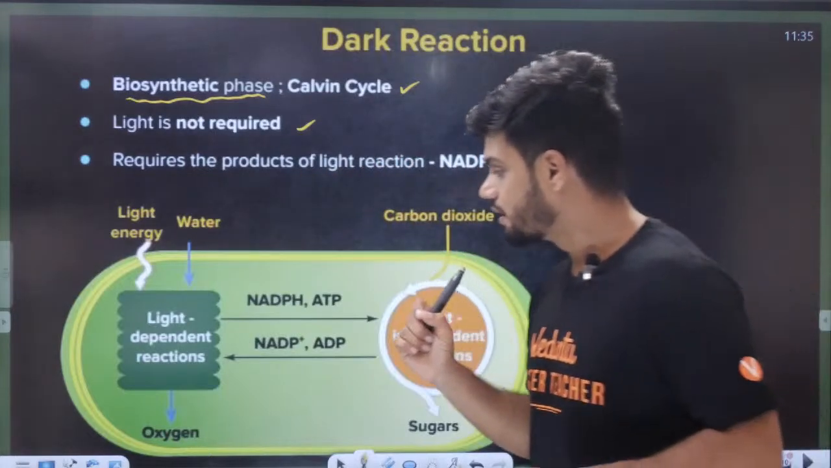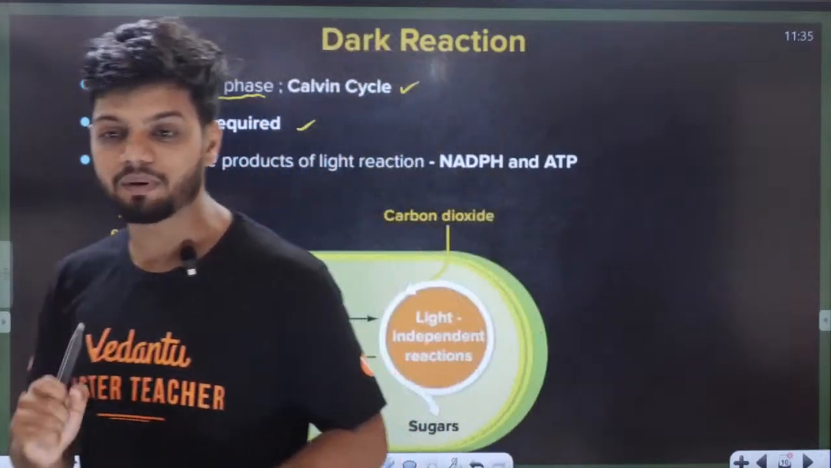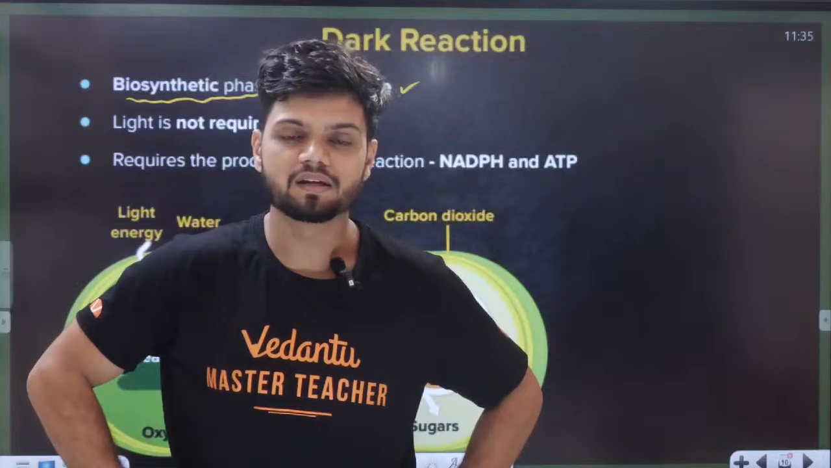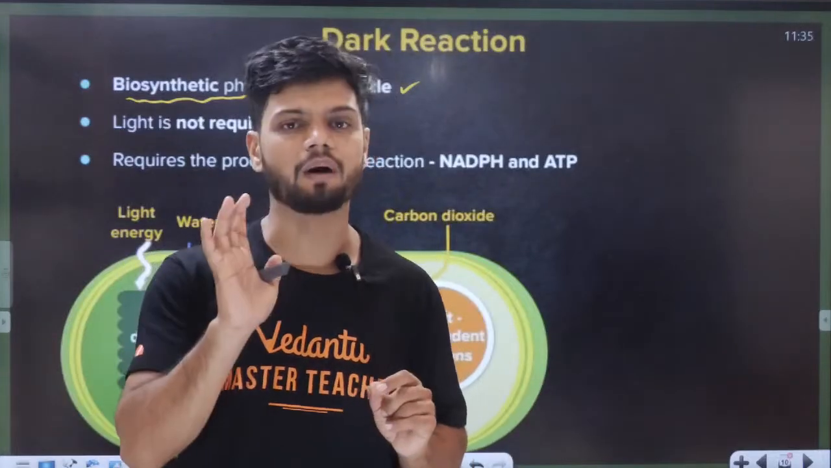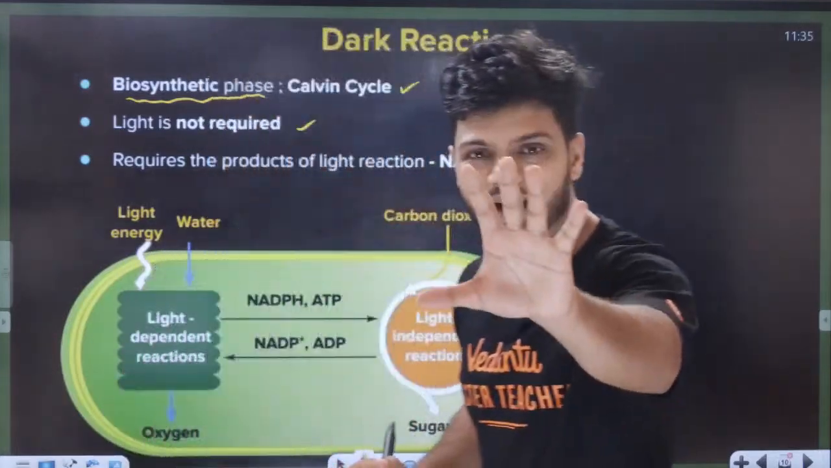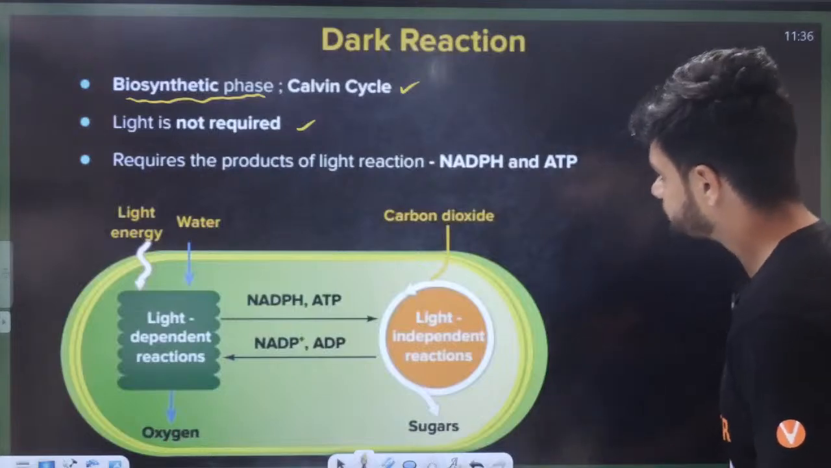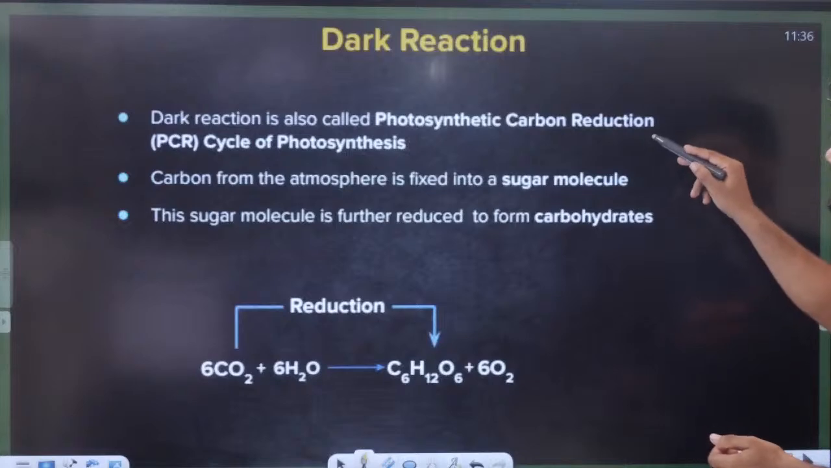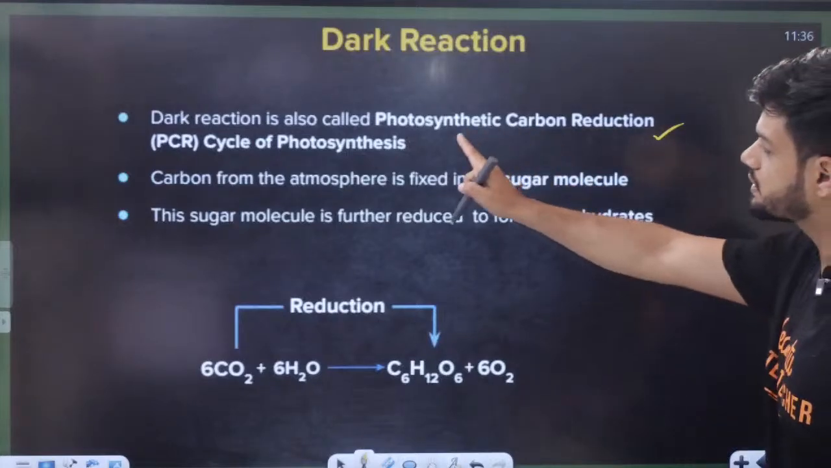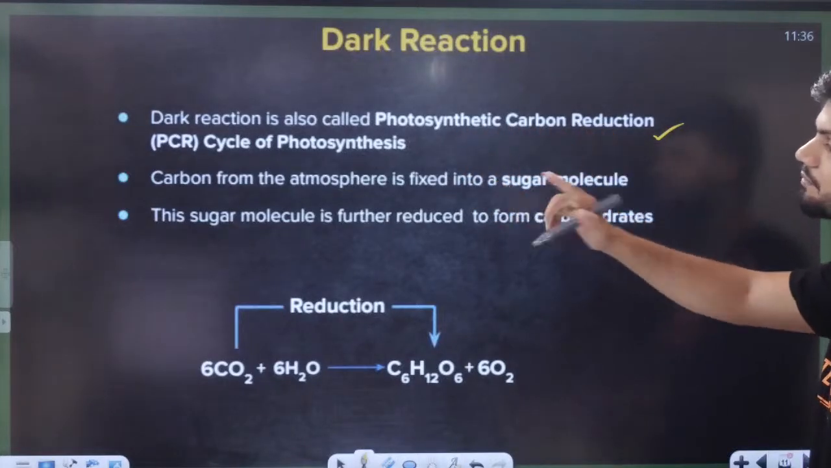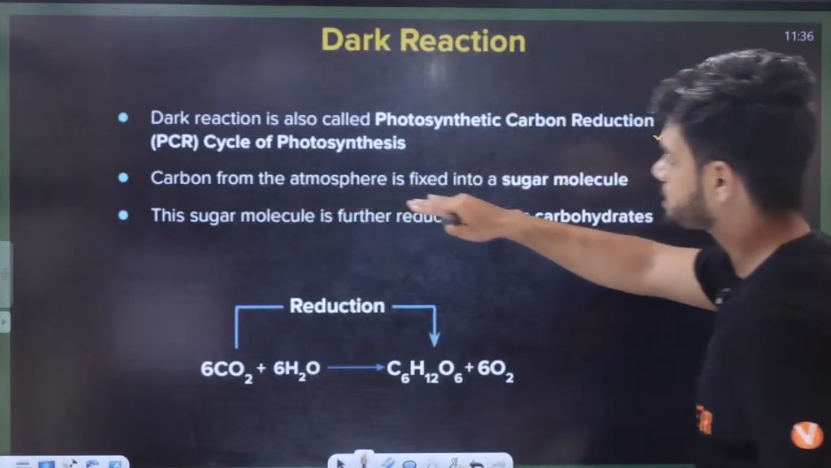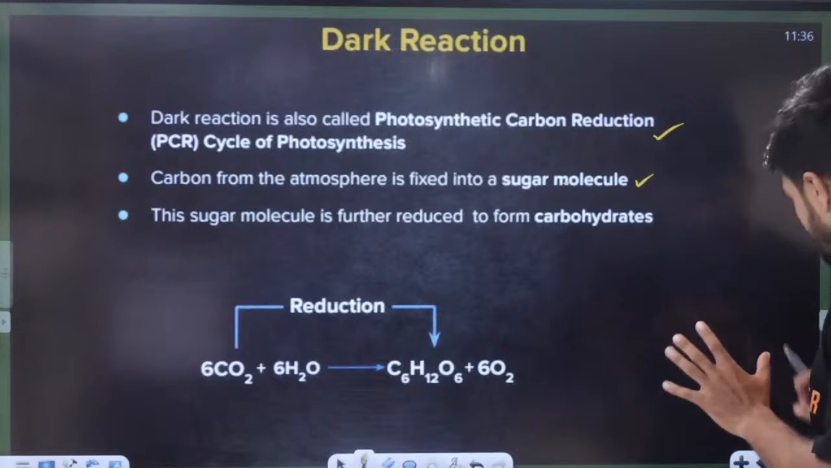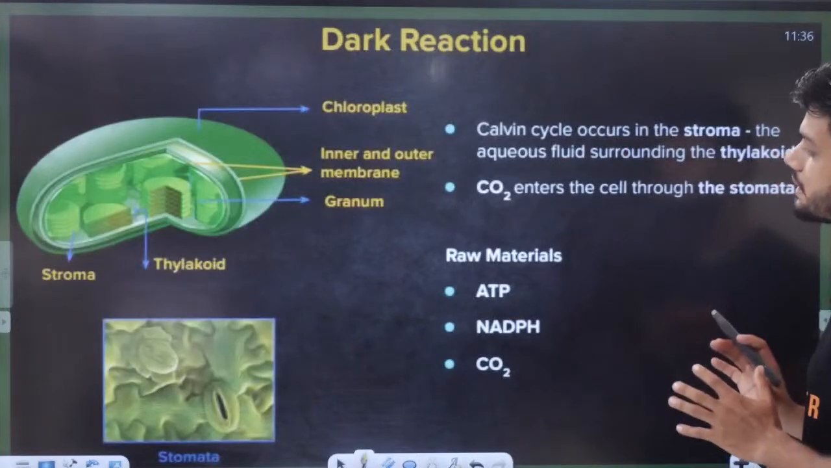Now tell me students, where is this entire process taking place? It is taking place in the stroma. All of you should know the basics. It is also called the PCR cycle, photosynthetic carbon reduction cycle. Carbon from the atmosphere is fixed to a sugar molecule. So now we will start with your dark reaction.